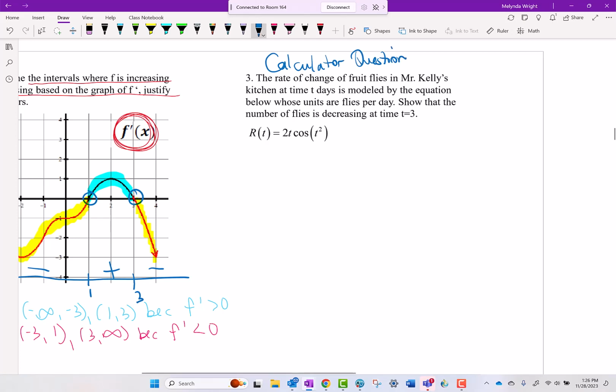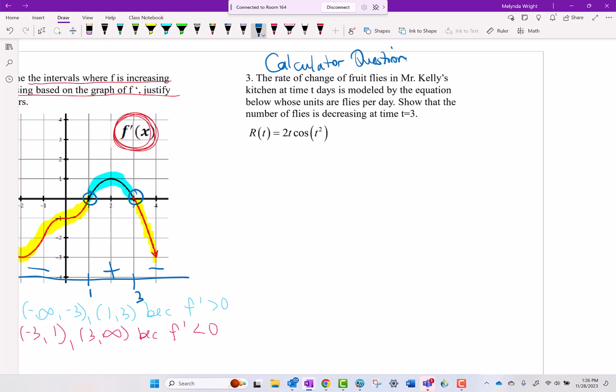So let's practice using the calculator to solve this question. The rate of change of fruit flies in Mr. Kelly's kitchen at time t days is modeled by the equation below, whose units are flies per day. Show the number of flies is decreasing at time t equals 3. Okay, so let's go dig into the words.